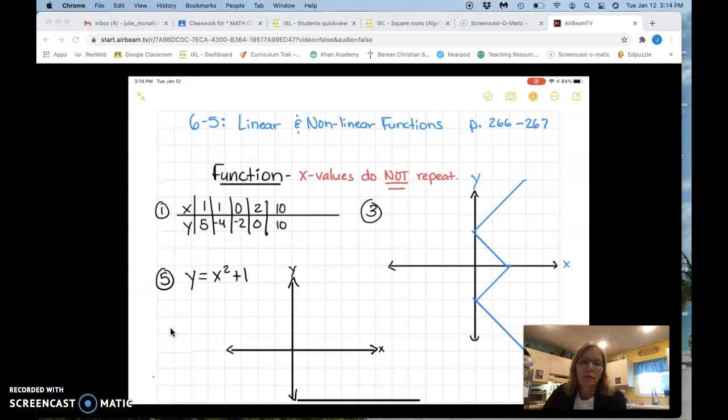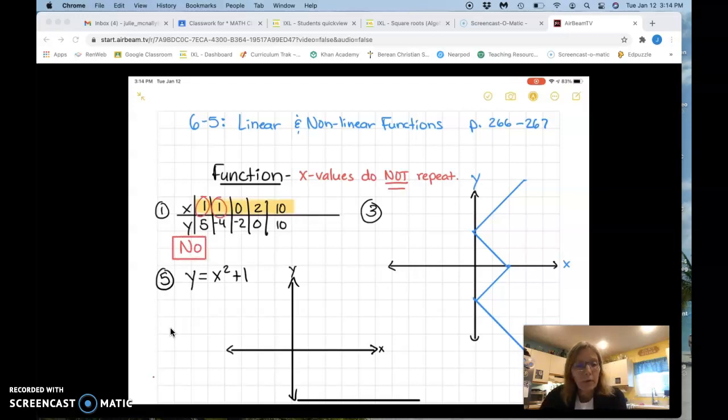All right, starting with the odd numbers in the book, on page 266, number 1, it's giving us an XY table, and it says, is this a function or not? Remember, I'm looking to see if my x's repeat. If my x's repeat, it is not a function. So I'm just going to look at my x values. Do any of those repeat? Yes. The ones repeat. So it is not a function.